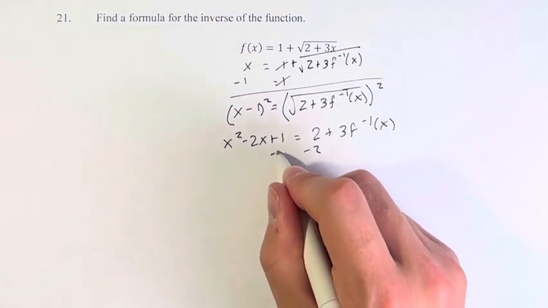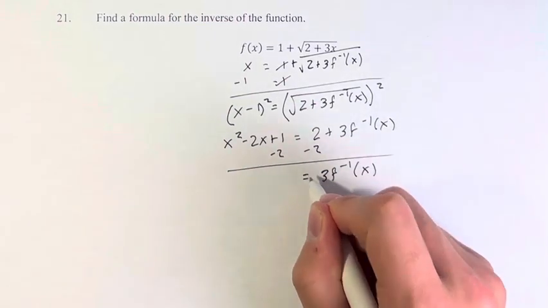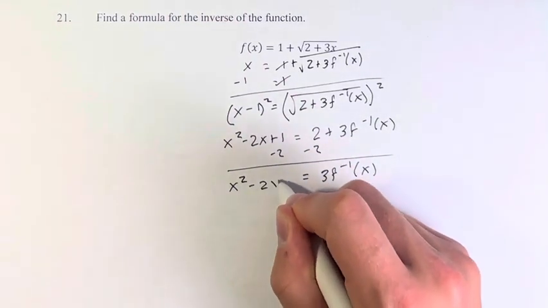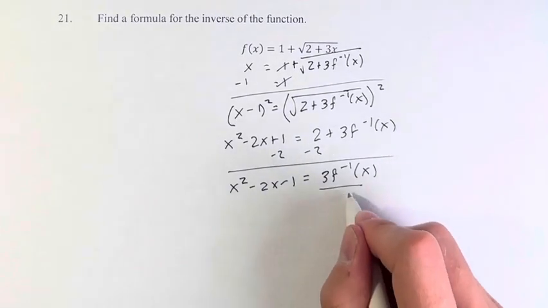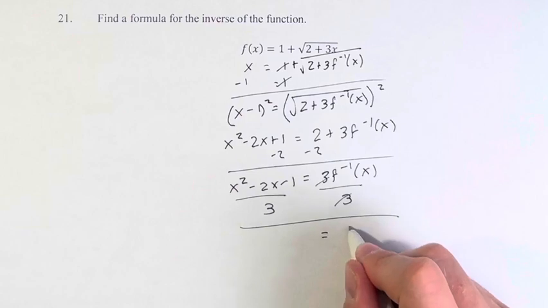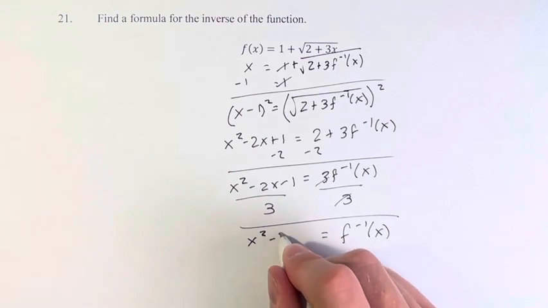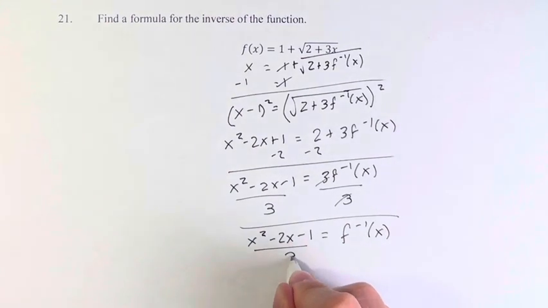We can subtract 2 to get this 3 f inverse of x term on its own. And now we just have to divide by 3. This cancels and we get the inverse of f, the inverse of the original function, is equal to x squared minus 2x minus 1 over 3.